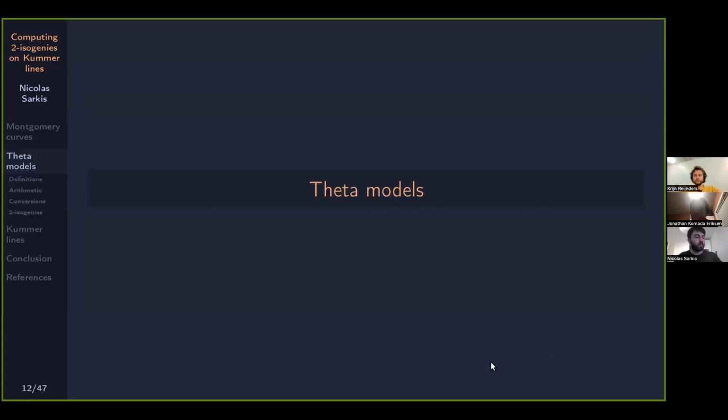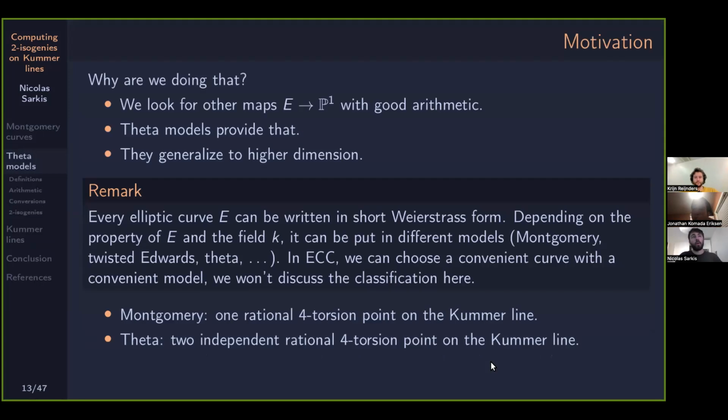And now I will try to detail and introduce you to theta models, where we can do things that will be really similar. And first, why are we doing that? On Montgomery curves, what we did, we had this map from the elliptic curve to the projective line, which had good arithmetic. And another way to get a lot of these maps is to use theta models. Plus, another thing that is nice about theta models is that you can use them in any dimension. In dimension 1, you have lots of coordinates on elliptic curves. In dimension 2, you don't have much.